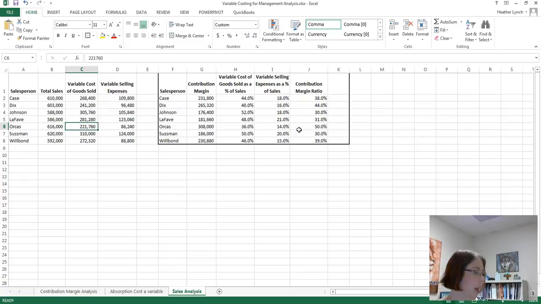So this just gives management analysis to see how they're doing, and it's a good snapshot. If you have any questions, feel free to let me know, but that finishes variable costing for management analysis.